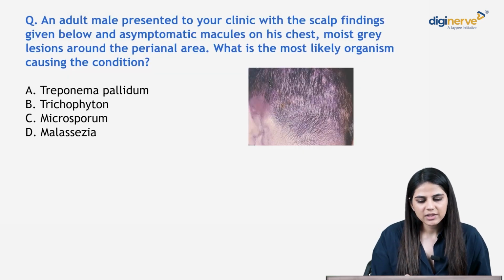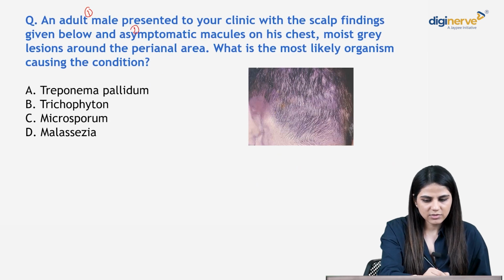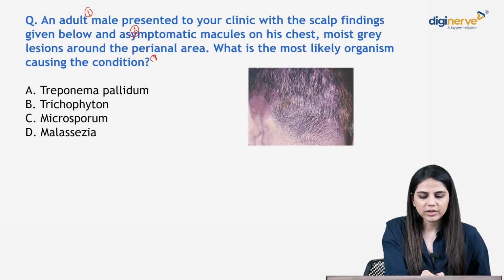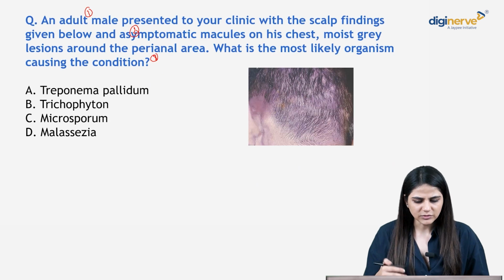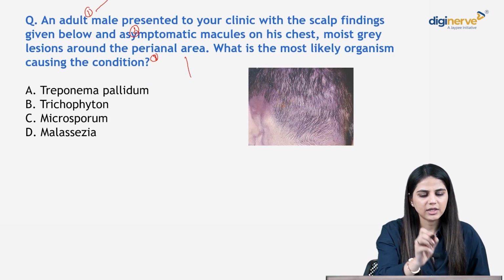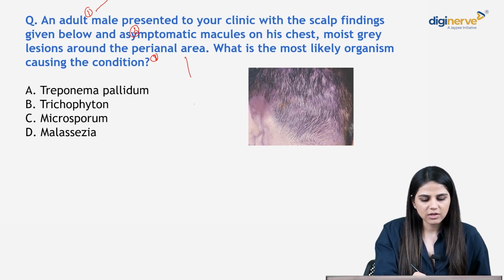An adult male presented to your clinic with the following findings, alright? Asymptomatic macules on the chest. The first symptom. Second symptom, moist grey lesions around the perianal region. Fine, moist grey lesions, adult male. So moist grey lesions are condyloma lata.